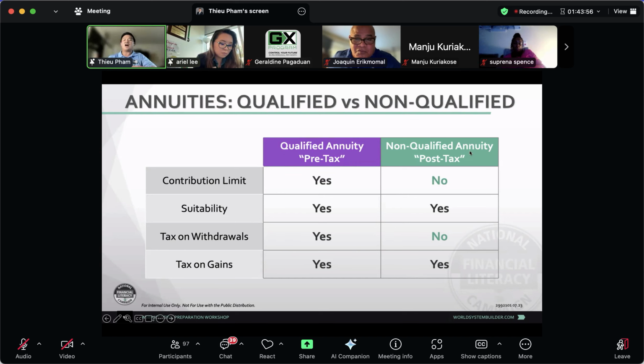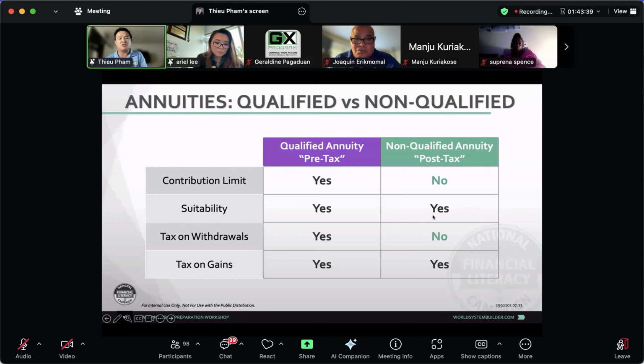And then you can create a non-qualified annuity. It's considered post-tax, meaning you put money into this annuity after you pay tax. So there's no contribution limit. If someone has $1 million in cash, they can put it all into the annuity. There's no limit.